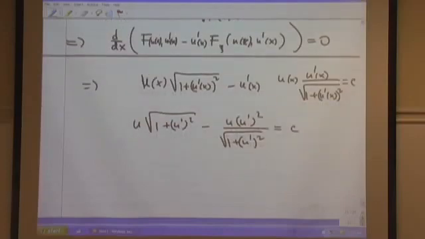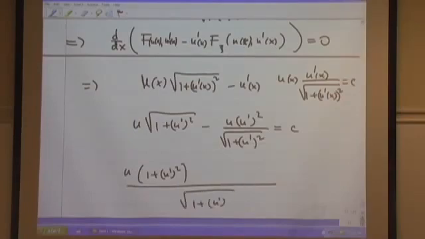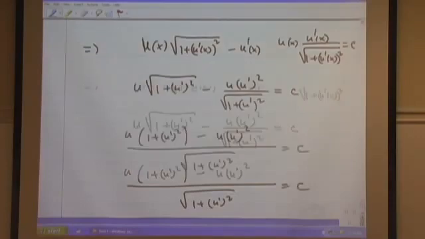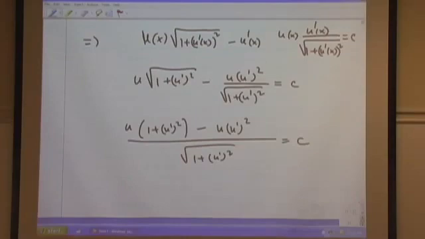When you simplify this, how do you simplify it? Just write the common denominator. Look what you get. Well, u times 1 plus u prime squared, right? It's the common denominator. Minus u times u prime squared in the numerator, over the square root, and the right side is constant. So this and that is the square of u prime. And you can see that that thing cancels, so it's only u over the square root of 1 plus u prime squared equals c.